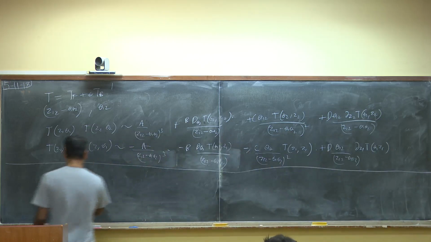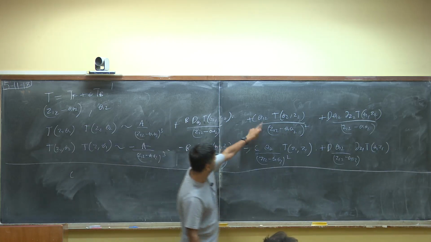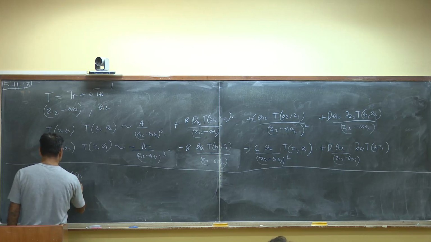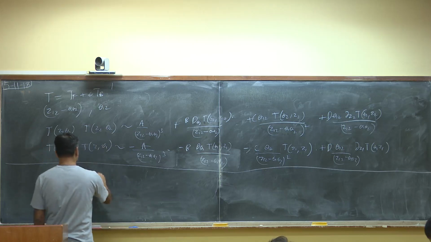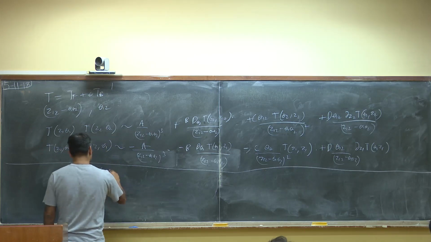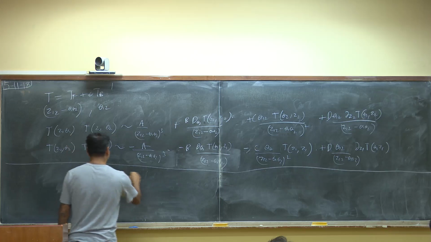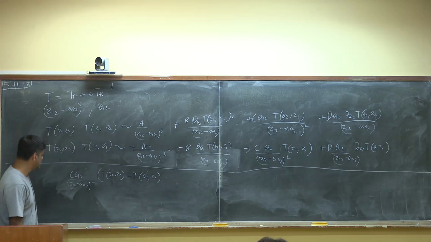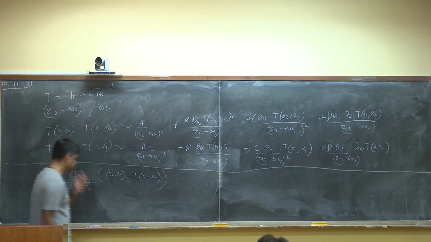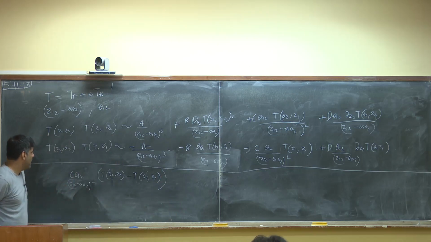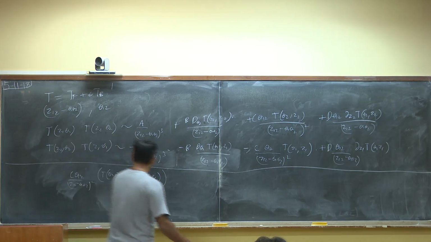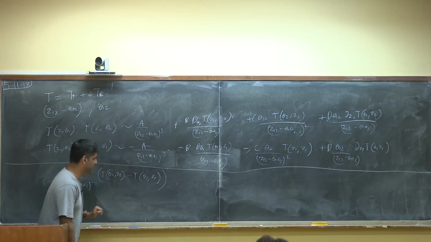We get this one, the next singularity. C theta 1 2 divided by z1 2 minus theta 1 theta 2, the whole thing squared. That's good. But we have t of theta 2 z2 minus t of theta 1 z1. Now let's try to process this guy. Okay, let's add up and then we'll process this guy.